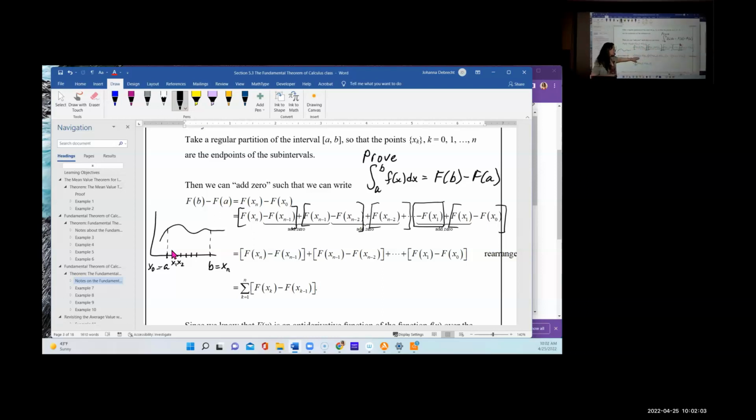This is basically the antiderivative at the right endpoint minus the antiderivative at the left endpoint on each partition. So the antiderivative at the right endpoint minus the antiderivative at the left endpoint of each of the tiny little partitions all the way across. We can write this as a sum from k equals 1 to n of f of x sub k, the right endpoint, minus f of x sub k minus 1, the left endpoint.